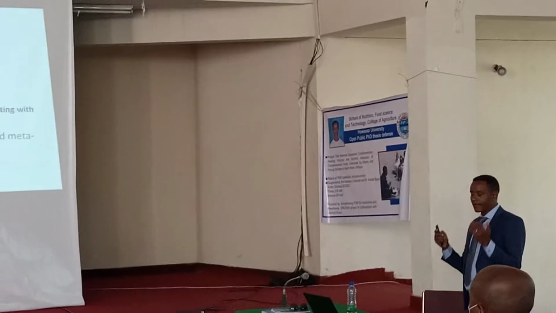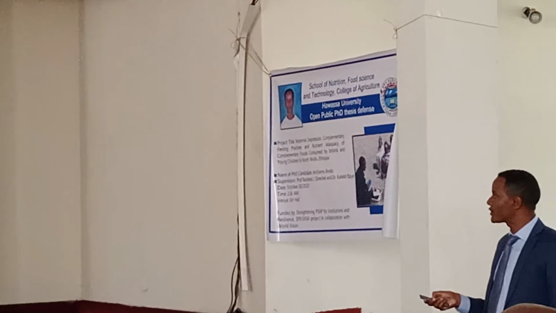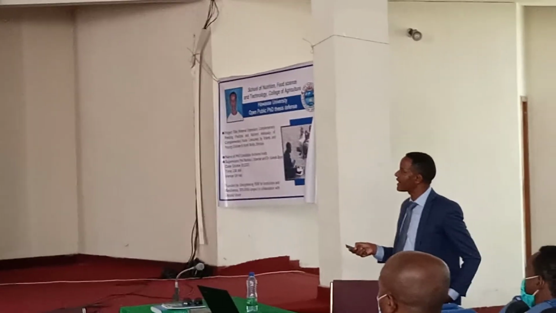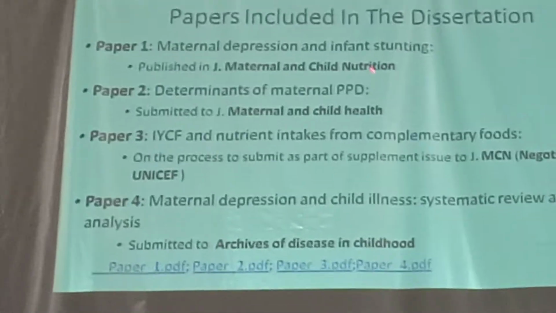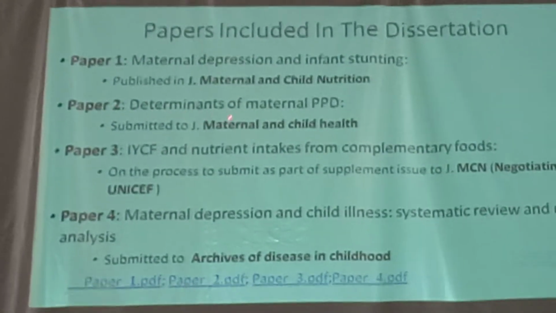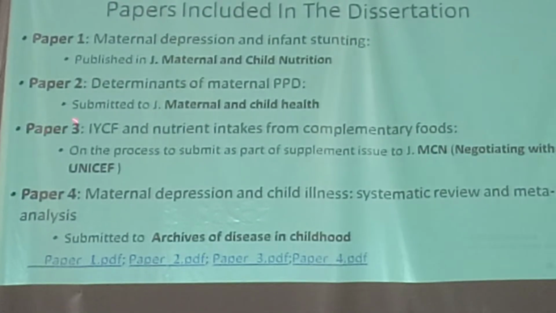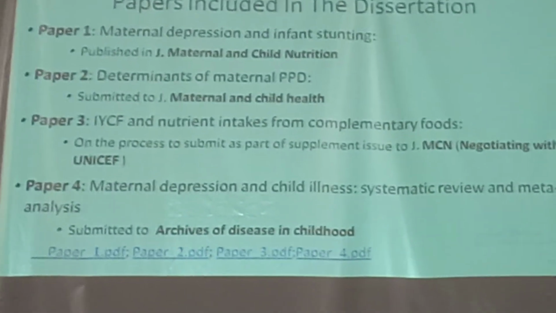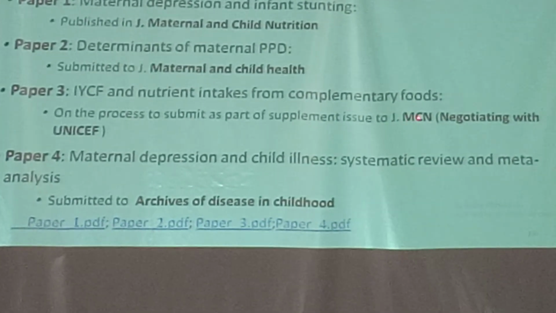When we come to the results, or the major findings that we have produced from the main study, we have produced 4 papers. The first paper, about maternal depression and infant stunting, is published in the Journal of Maternal and Child Nutrition. The second paper, about the determinants of postpartum depression, is submitted to the Journal of Maternal and Child Health. And the third paper, on nutrient intake from the complementary foods, is in the process of being submitted as part of a supplement issue for the Journal of Maternal and Child Nutrition.